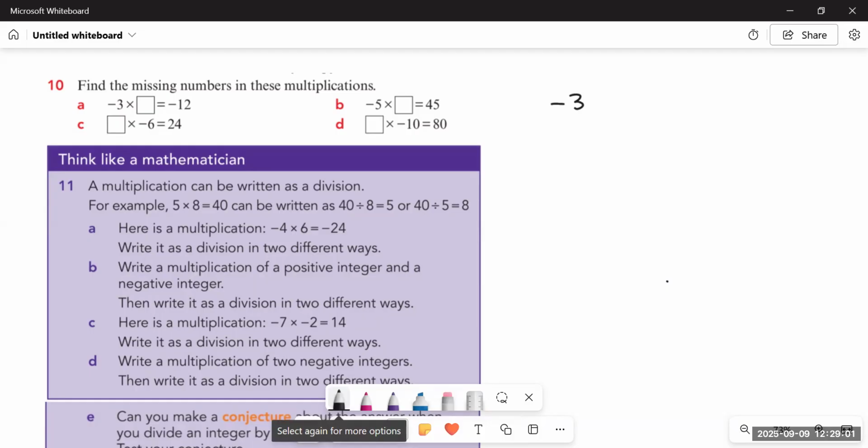If it's minus 3 multiplied by blank is equal to minus 12. Since both are negative, it means the multiplicand would be a positive number. Okay. So 3 times what is 12? It's 4. Here comes 4.